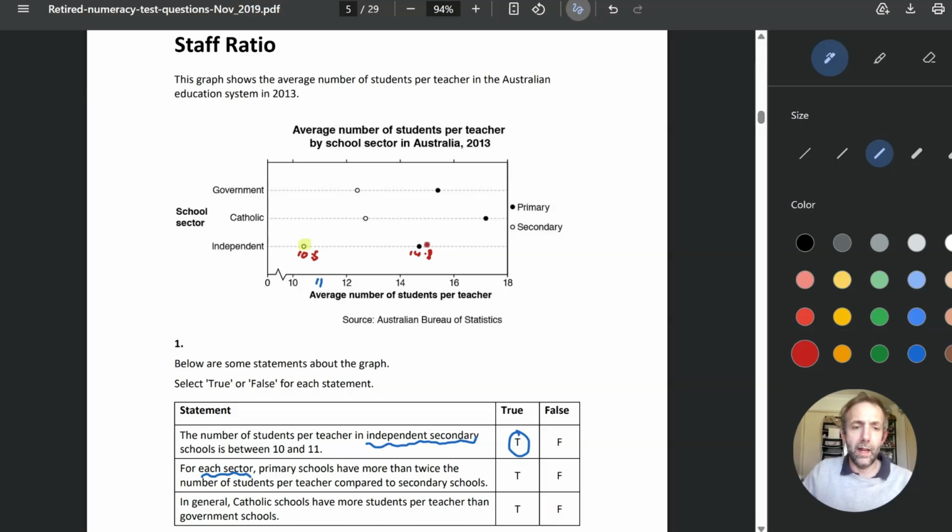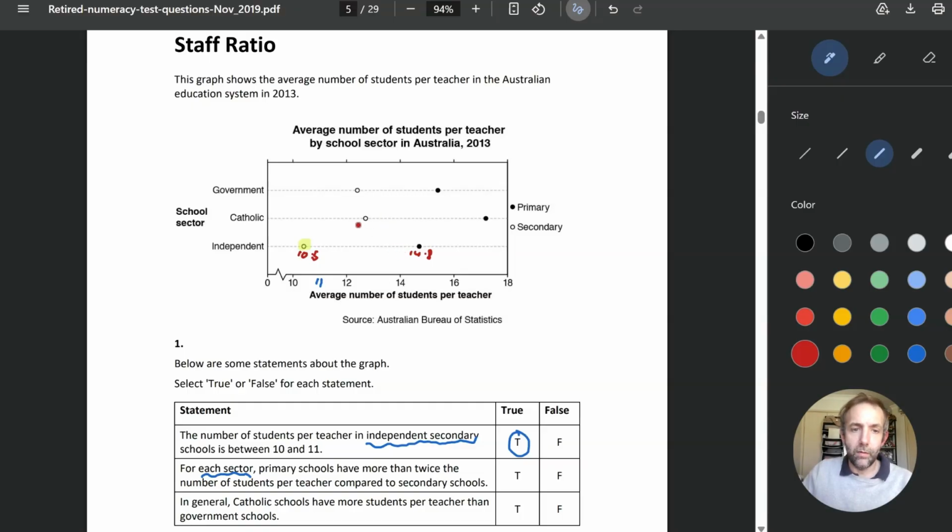Well, we can already see that this is not true in this situation, because if we double 10, that's going to give us 20, and that's not true here. Okay, that's less than 20. Or if you rounded it up to 11 and doubled that, you would have 22. So just looking at the independent system, it's not true, because it says for each sector, but we'll check the others.